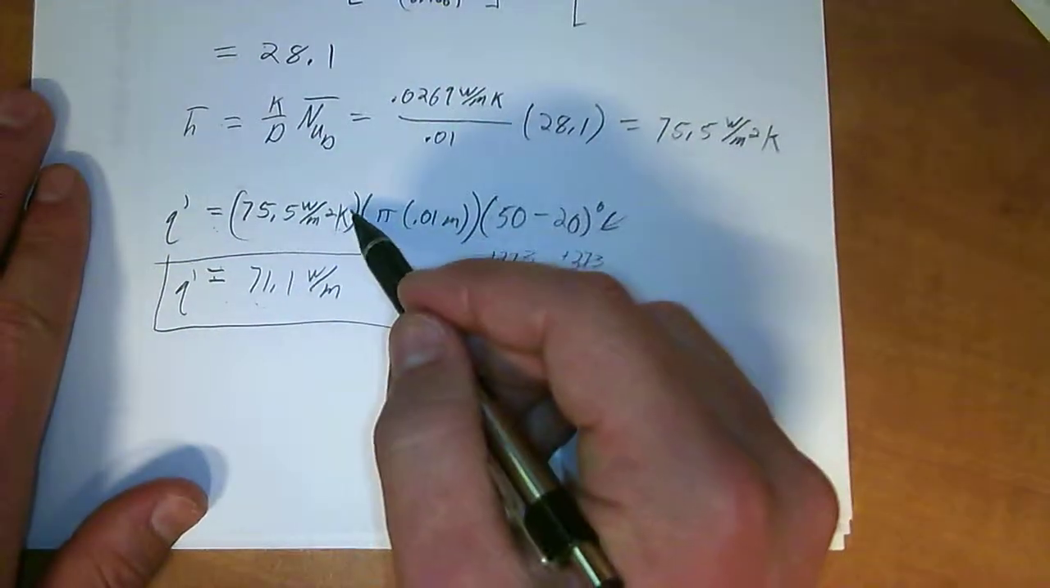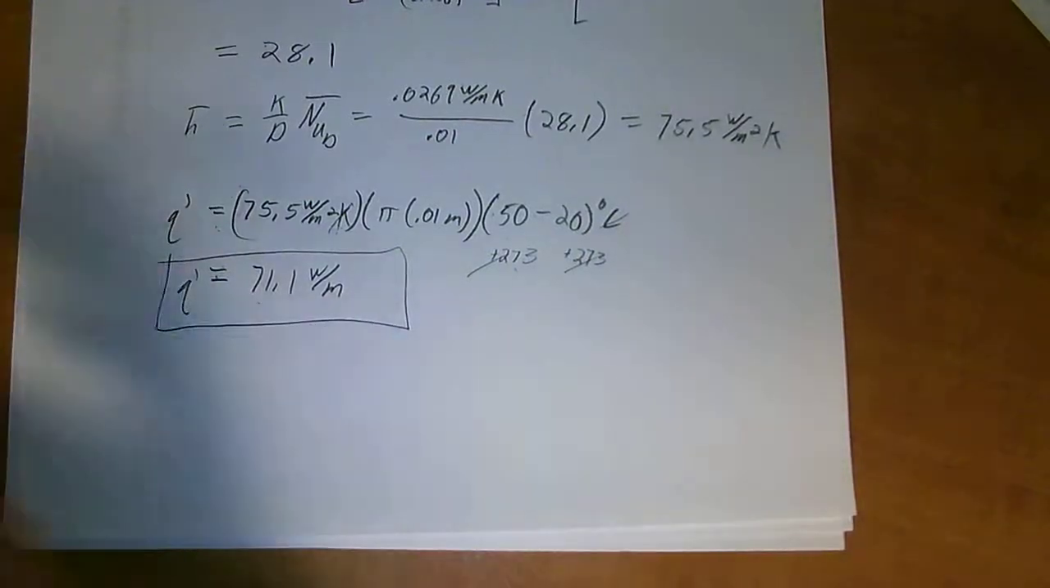This K cancels with the C. Alrighty, and there you go. That's Churchill-Bernstein.